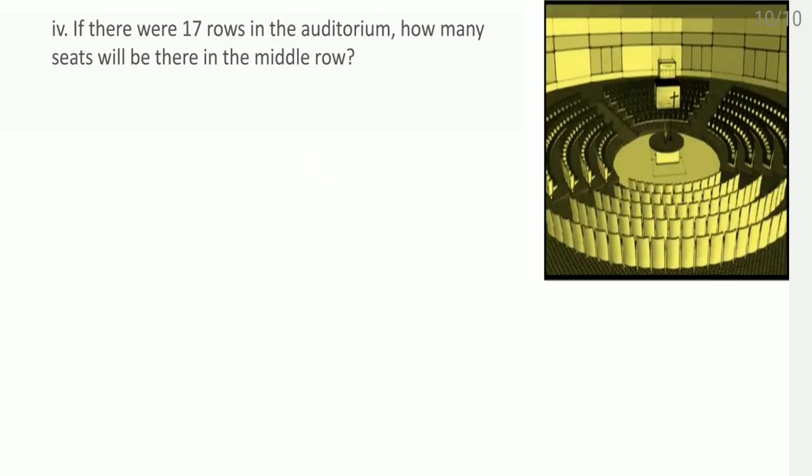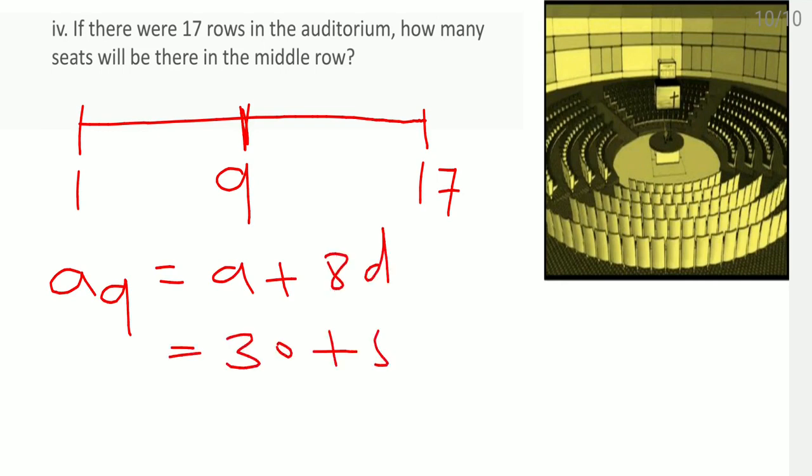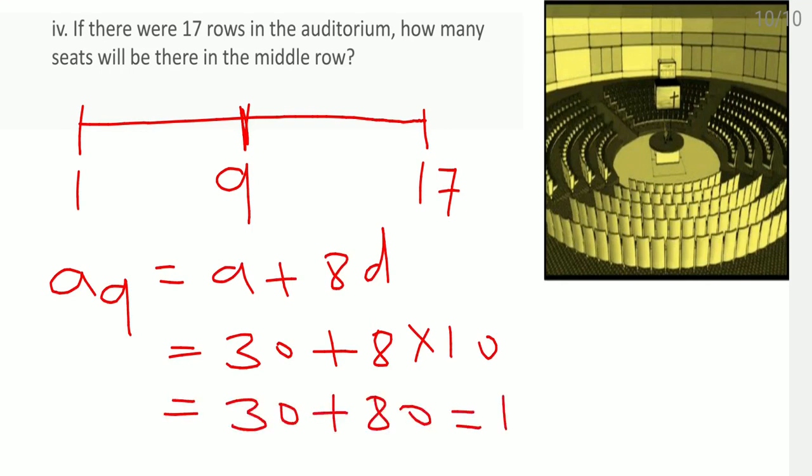Okay, come to the fourth question. If there were 17 rows, imagine. So here from 1st to 17, 17 rows in the auditorium, how many seats will be there in the middle row? So middle row, what number comes here? 9th one will be the middle row. So I need to find out A9. So A plus 8D, A we know that is 30, 8D we know that is 10. So 30 plus 80, which comes as 110. So in the 9th row, that means in the middle row, there are 110 seats.